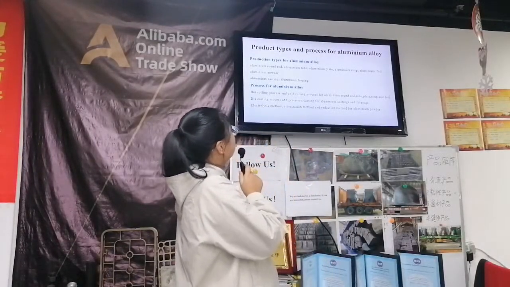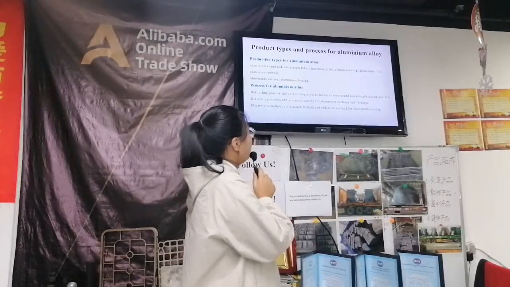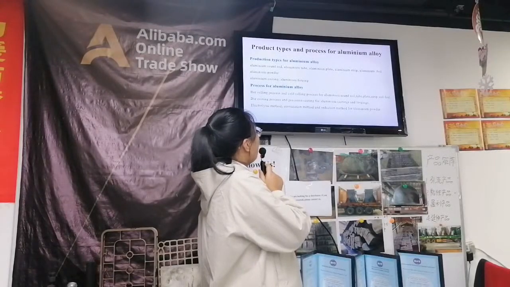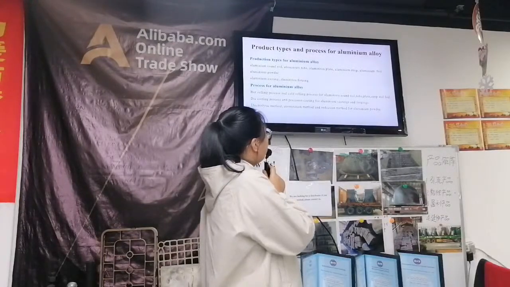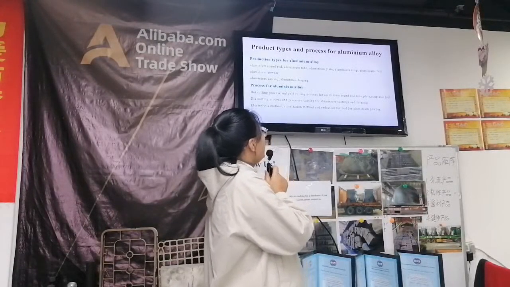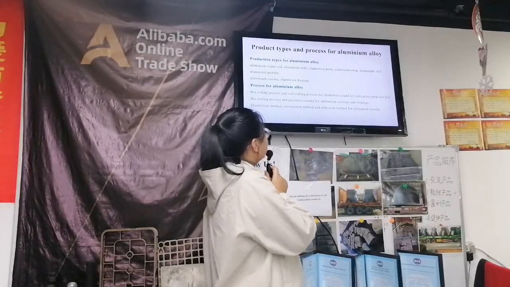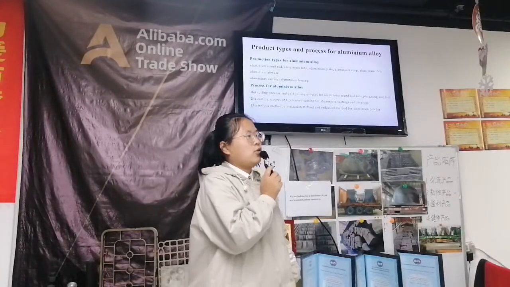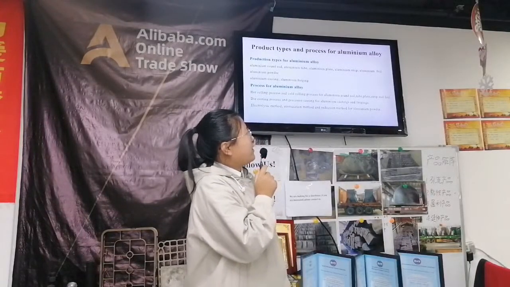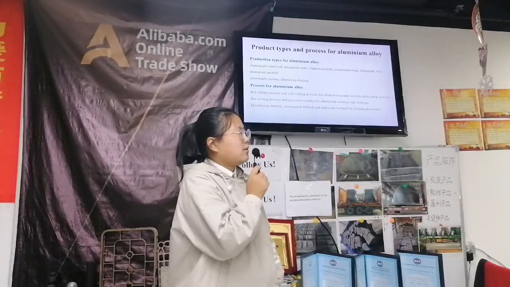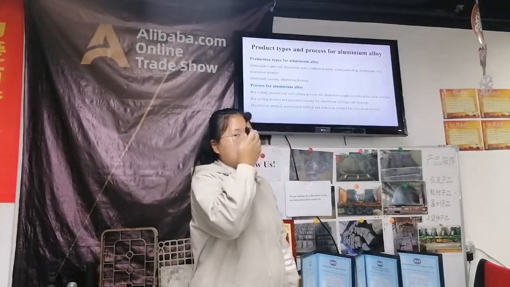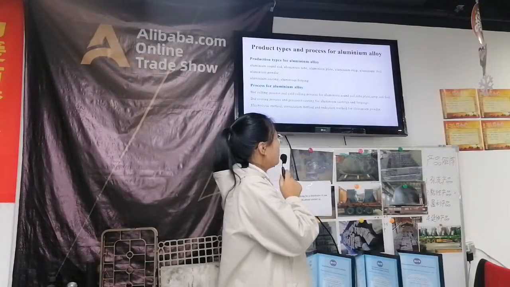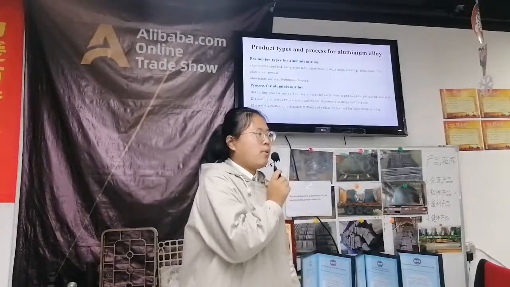Next, production types and processing for aluminum alloy. Production types for aluminum alloy: aluminum round bars, aluminum tubes, aluminum plates and strips and foils, aluminum powder, aluminum castings and forgings. Processes for aluminum alloy: hot rolling process and cold rolling process for aluminum tubes and foils; die casting process and processing casting for aluminum castings and forgings; electrolytic method, atomization method, and reduction method for aluminum powder.